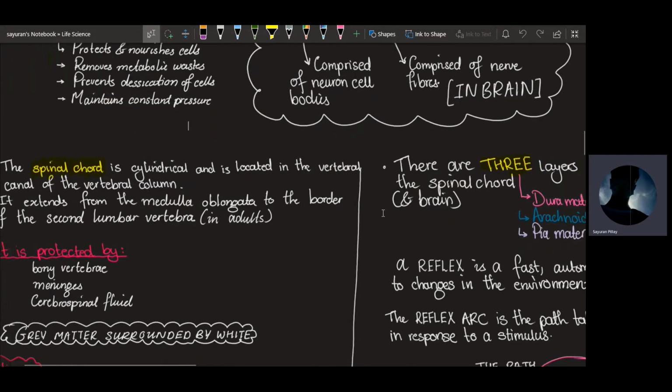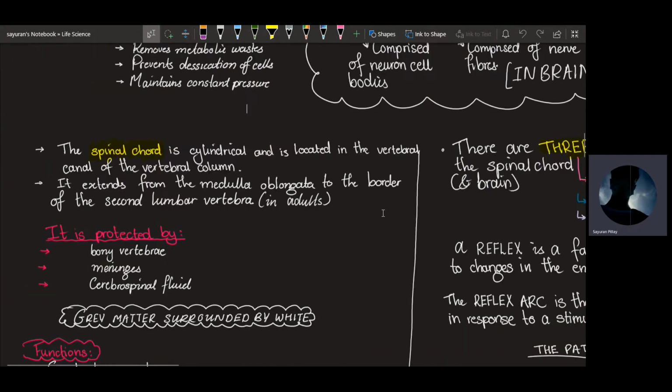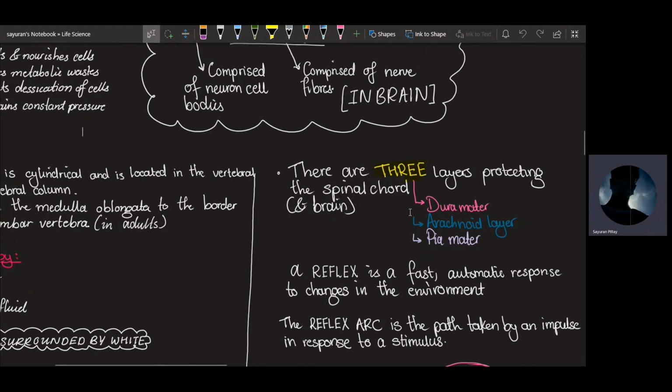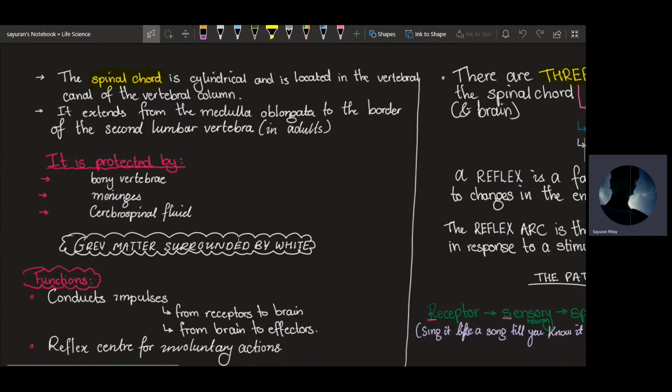Okay, we good? Nice. So the brain is protected by three layers, or rather the spinal cord is protected by three layers, or not three layers, three things. Okay, the meninges are the layers of tissue that protect the brain. So that's your dura, arachnoid, and pia layers, right? But your spinal cord is protected by the vertebra, right?